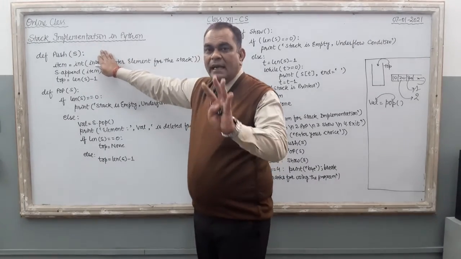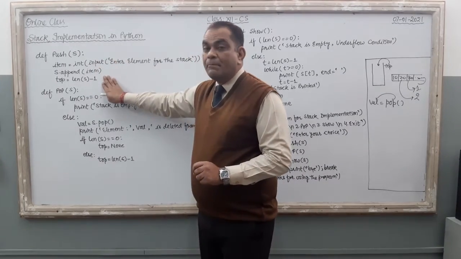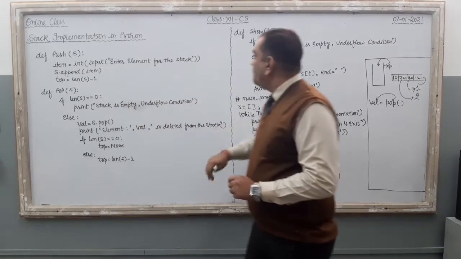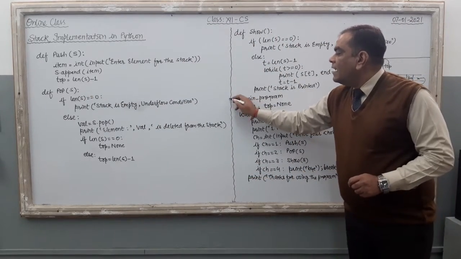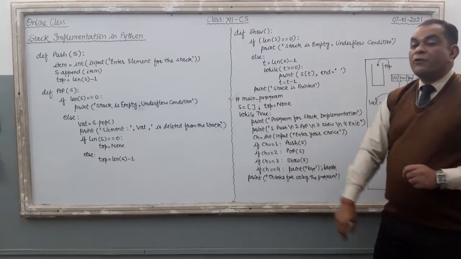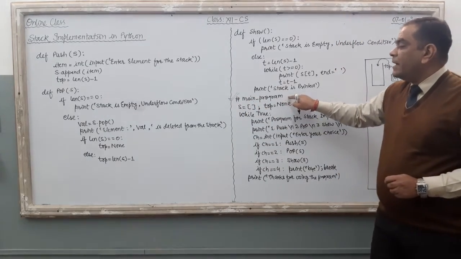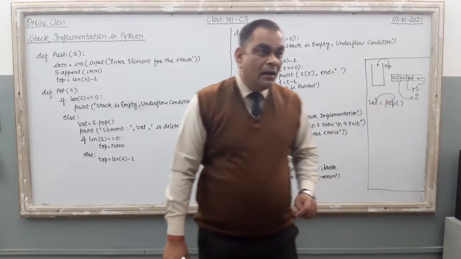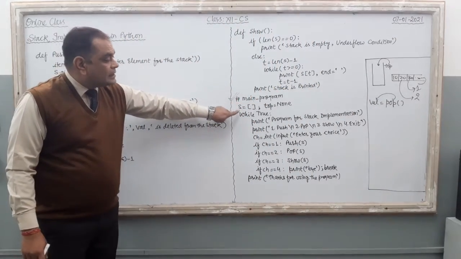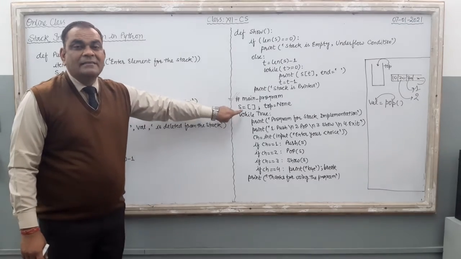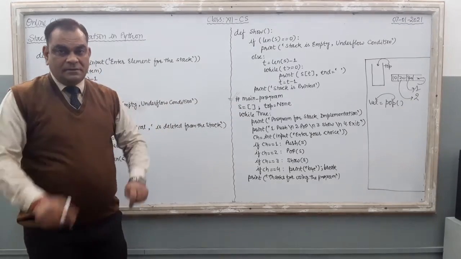Def push, though it is there at the top, is skipped. Def pop, skipped. Def show is also skipped. Now your computer is at the very first line of your main program. This is the main program command. So the computer will start the execution of the program from here, and then see what is in the second line, s equal to empty list.